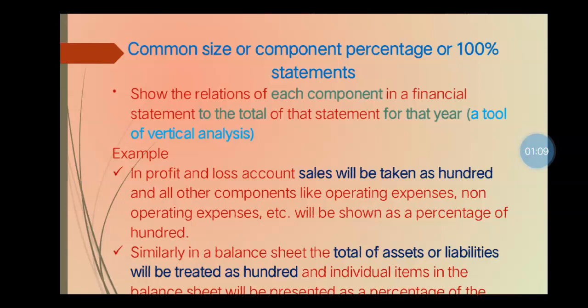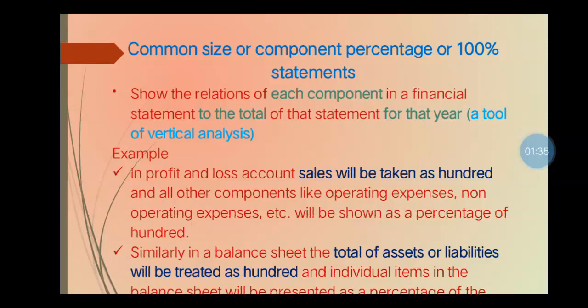1 year is enough. So a common size statement shows the relations of each component in a financial statement to the total of that statement for that year. Clear now? In common size statement, you are going to establish a relationship between various items of the financial statement to the total of that statement.